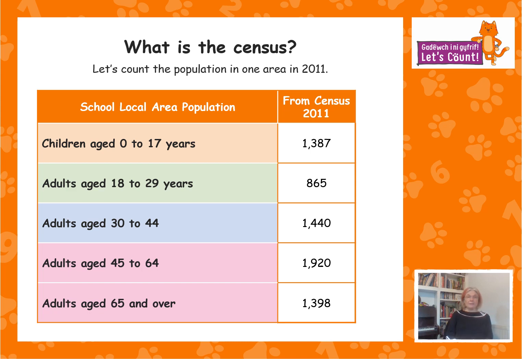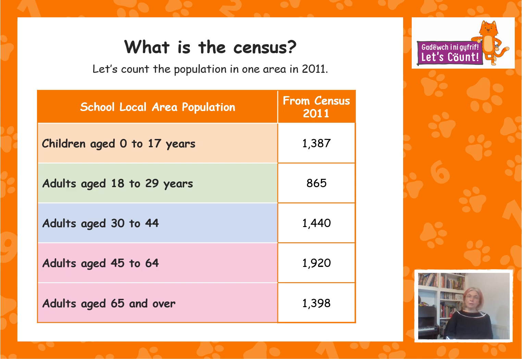Hopefully you can see that this is telling us how many people live in this area and what their ages are. Why do you think the ages have been split up in this way? We've got children aged 0 to 17 years, adults aged 18 to 29, adults aged 30 to 44, 45 to 64, and aged 65 and over. Why do you think the ages have been split up like that?